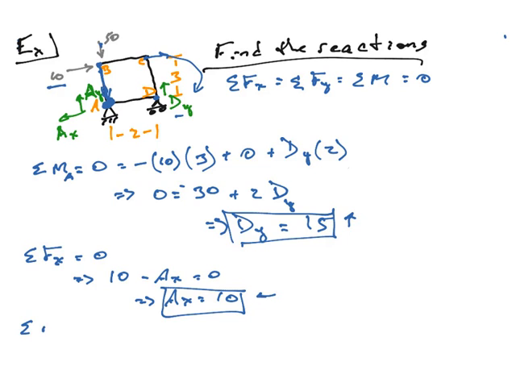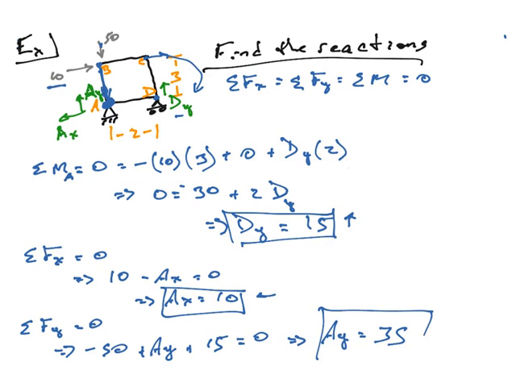Last one, sum of the forces in y. All right, what are all of my y forces? I've got 50 down, so minus 50. I've got ay up, so plus ay. And I've got dy up, so plus 15, which is dy. Those are all the vertical forces, set it equal to 0. So that tells me ay must be 35. Positive, so my guess was correct. My guess was up. So he's up.